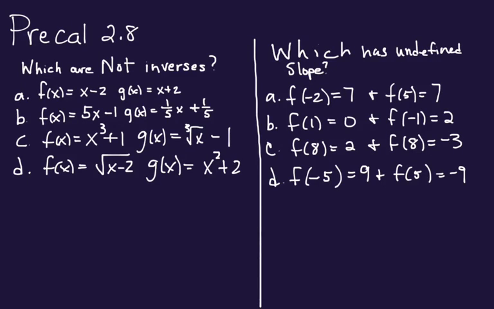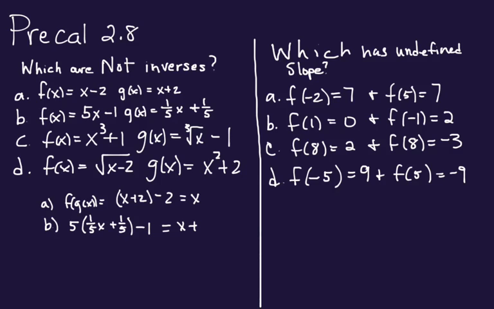So let's go over how we would do these. Number one, the first question, I'm going to plug g of x into f of x and simplify. If I get x, then I have an inverse. If I get something different, it's not an inverse. And if we work this out, you can see it on the screen. So let's stop it right here.